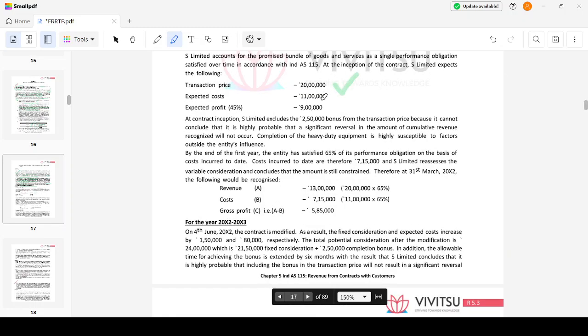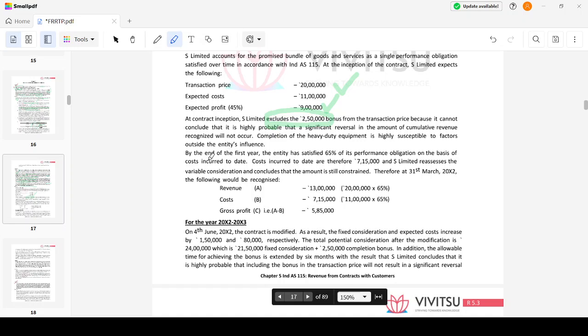Expected cost is 11 lakhs and expected profit is 9 lakh 2,000, which excludes 2 lakh 2,000. I'm not going to recognize it. I will recognize a variable consideration only when it is highly probable that a significant reversal will not occur. But in our case, it is highly probable that the significant reversal would occur. That's why I'm not going to recognize this bonus at the initial stage.